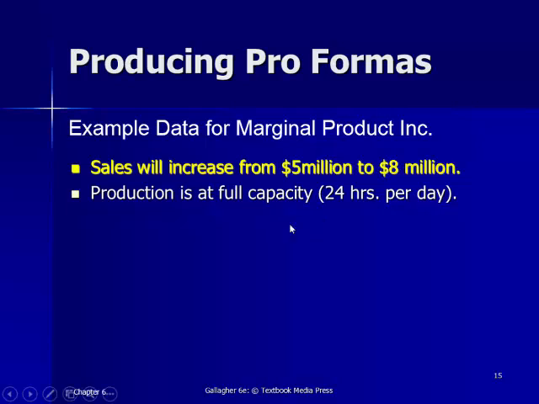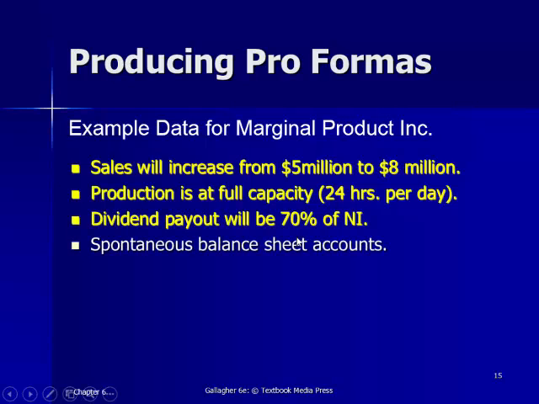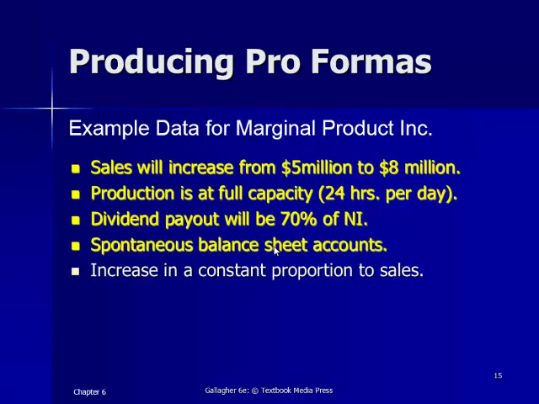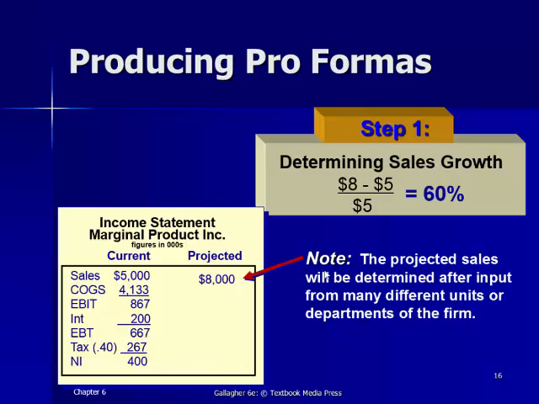Let's say that our production is already at full capacity. We have 70% of our net income paid out as dividends to our shareholders, and we have certain balance sheet accounts that change spontaneously, that means automatically for the most part, as our sales change. We'll be addressing that specifically coming up here. And so those changes are a constant proportion to sales. And so we're ready to start the pro forma income statement.